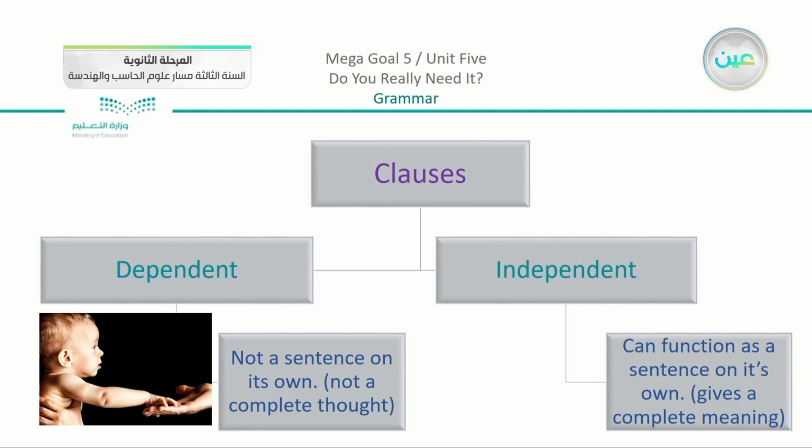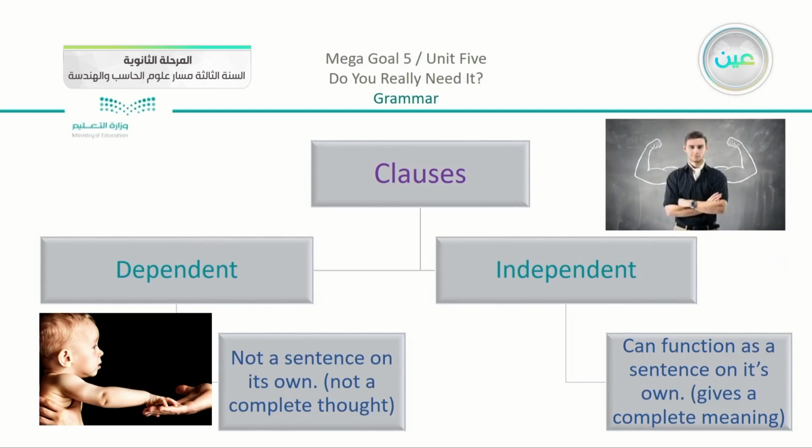So this baby has to depend on someone else, which means that he or she is not complete. They do not act alone. But the independent clause, we can just compare it to a young man. This young man can depend on himself or herself. They can act separately, they can do things by themselves. So they give separate or complete ideas, we can say. So the independent clause can function as a sentence on its own and gives a complete meaning.